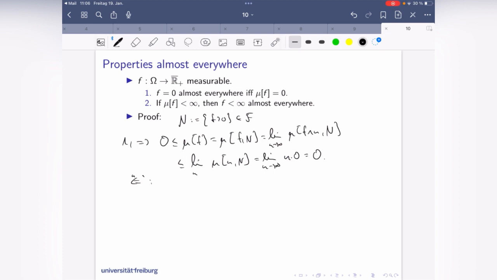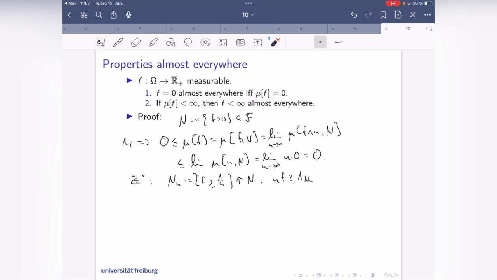I need N_n, the set where f is bigger or equal than 1 over n. This here increases to my set N as before. And n times f is bigger or equal than the indicator of N_n. Why is that? Okay, n times f on N_n is bigger or equal than 1. And outside N_n, well, it's bigger or equal than 0 because f goes to R plus. So this here holds true.